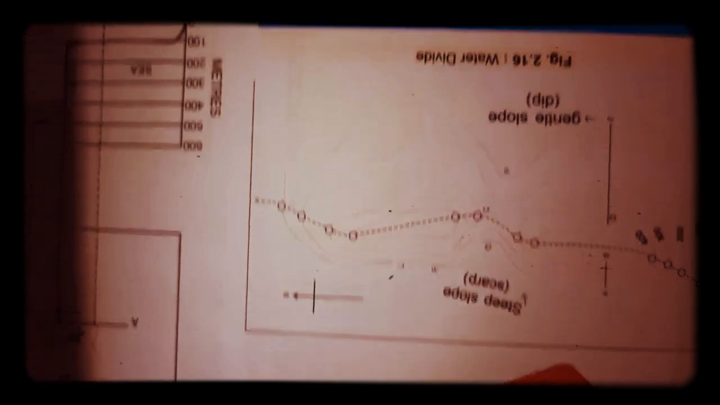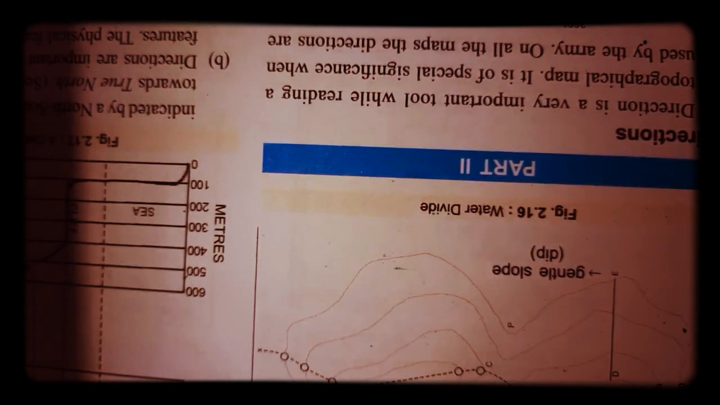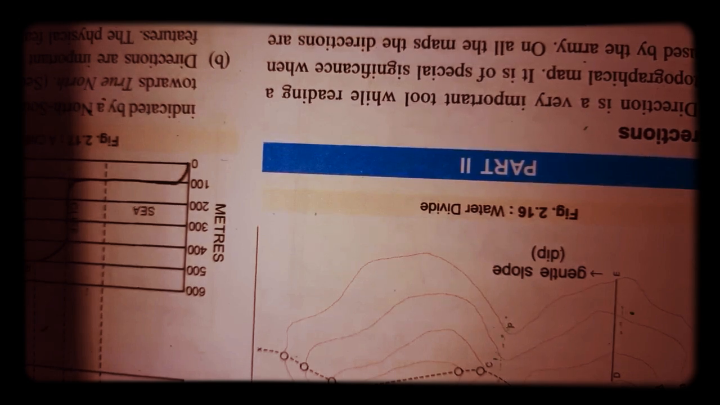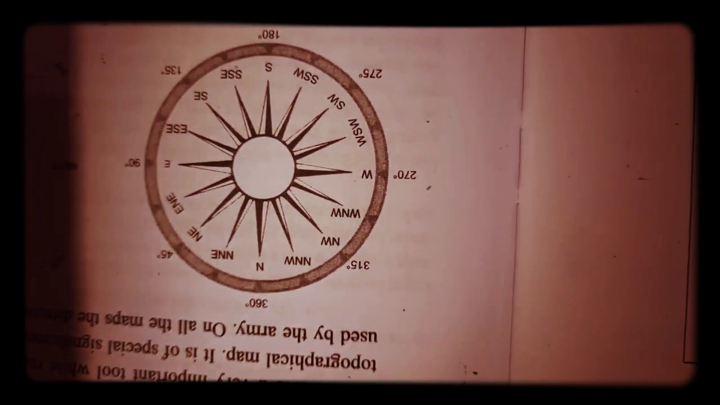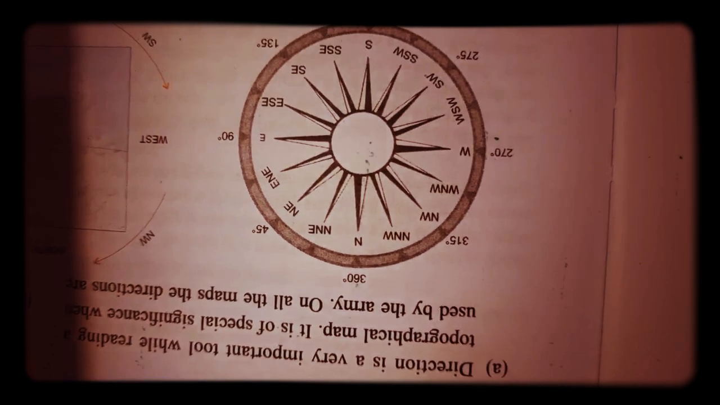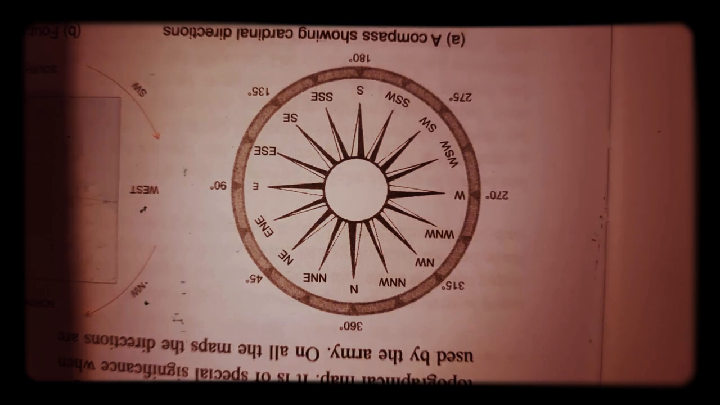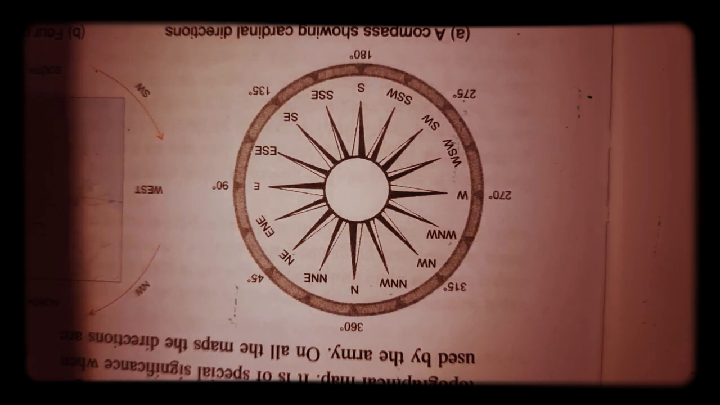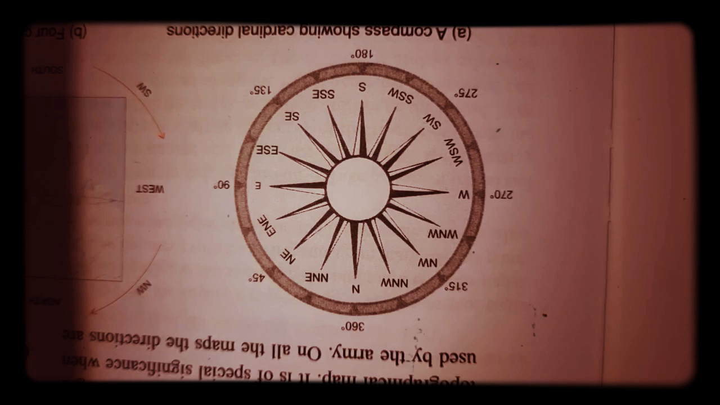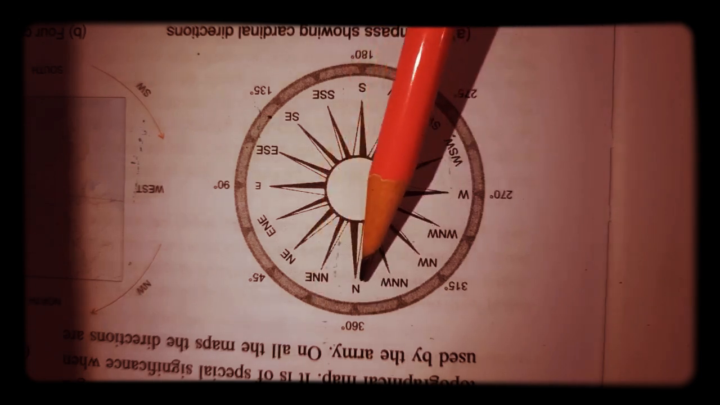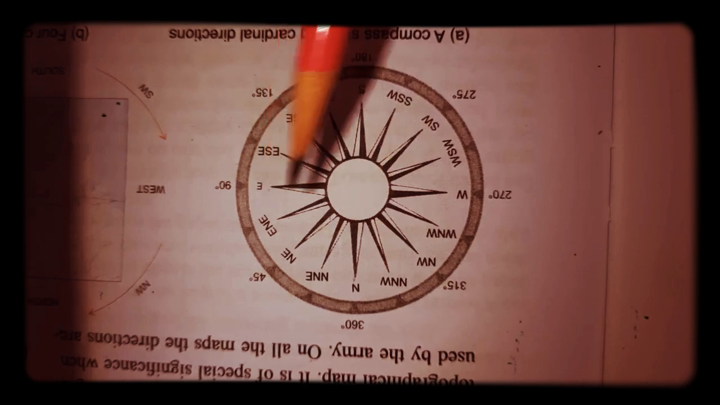Next, that is directions. What do you mean by direction and how do we find the direction? So focus here. A compass showing the cardinal directions, a total of 360 degrees: north, south, east and west. These 4 points are called cardinal points, or the 4 main directions, and directions are very essential.